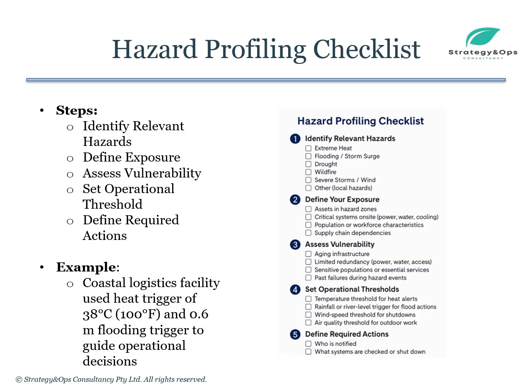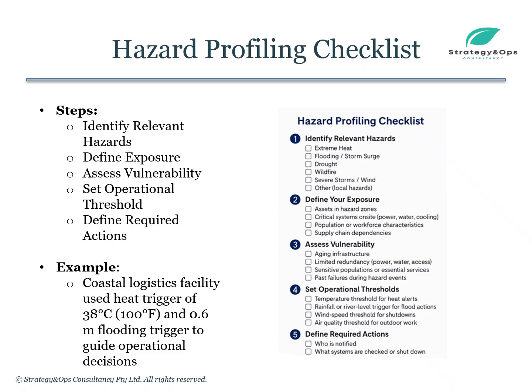To make this real, consider a coastal logistics facility that developed a simple hazard profile for heat and flooding. Extreme heat threshold. The facility set a trigger of 38 degrees Celsius, 100 degrees Fahrenheit, because equipment failure rates rose sharply above that point. When temperatures exceed this threshold, the operations team shifts loading work to early morning, activates shade structures, and increases heat monitoring for staff.